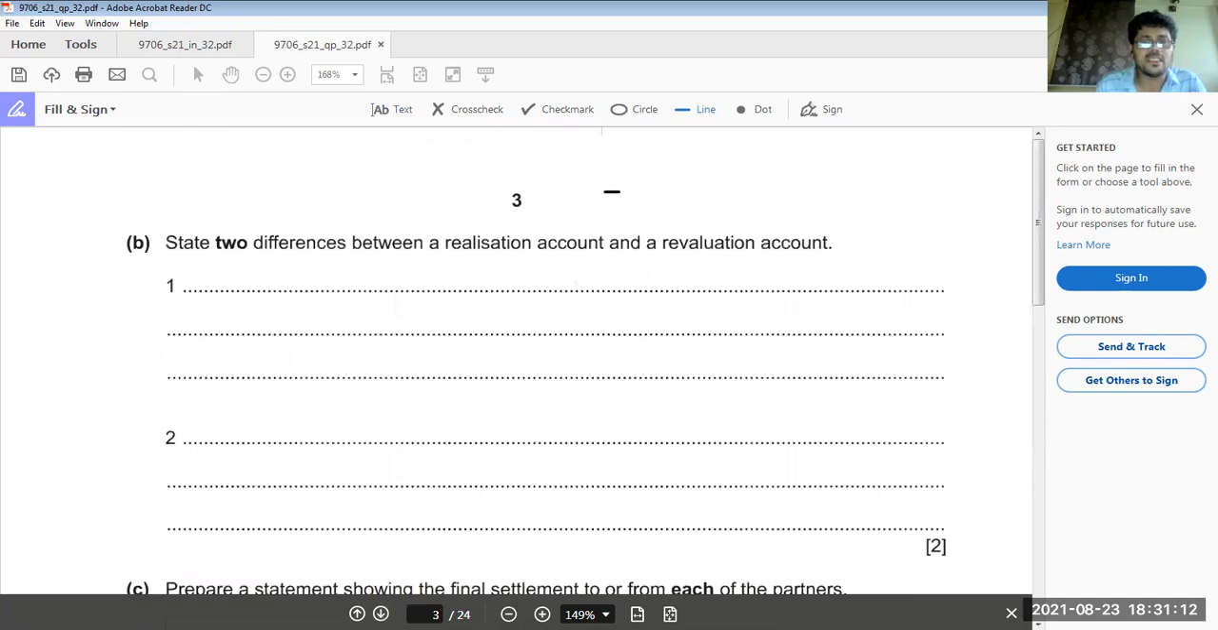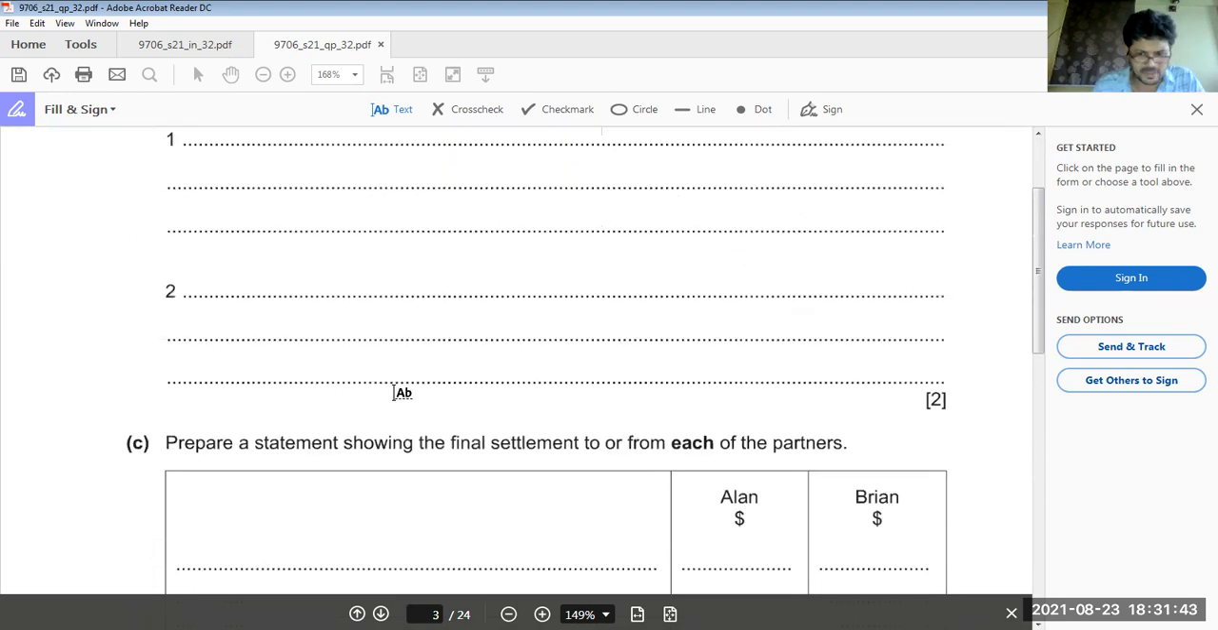Difference between realization and revaluation account. Realization account is made for closing the business. Revaluation account can be made any time in the business. Realization account means change of ownership. Revaluation account means do not change the ownership. Okay, now these are two differences. You can write more, and you can get text from your teacher as well.